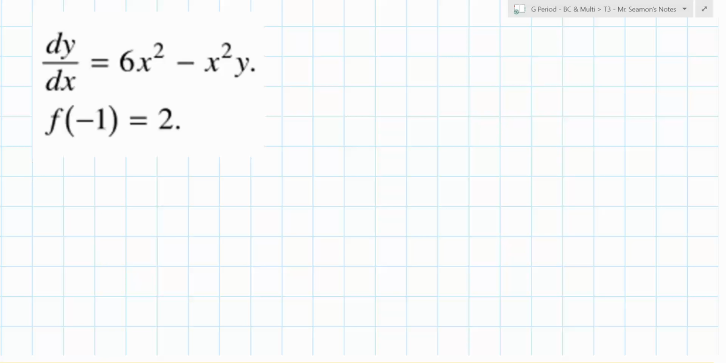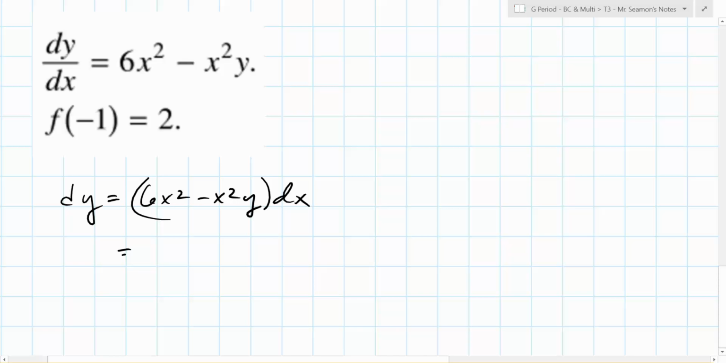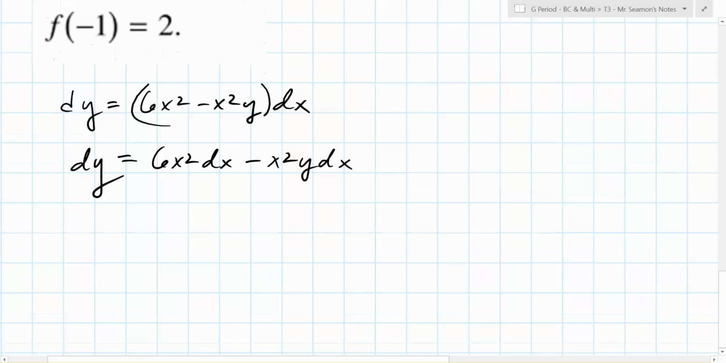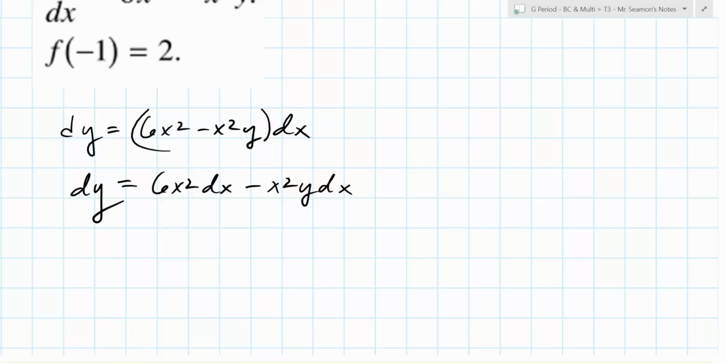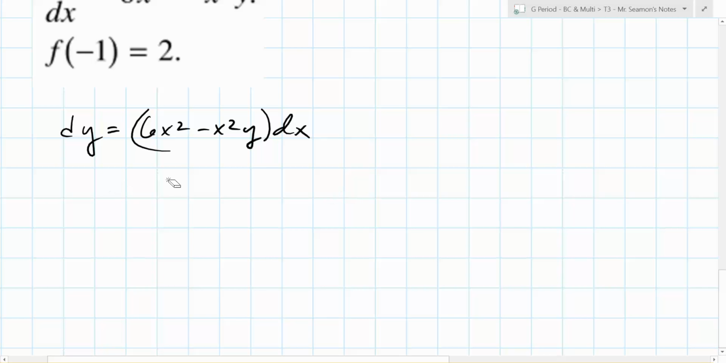So what do you end up with here if we want to separate variables? Well, first I would say, dy is equal to 6x squared minus x squared y dx, right? So that's 6x squared dx minus x squared y dx. So what do you have to take out? Should I take it out first? I like that better. That's a better order, yeah.